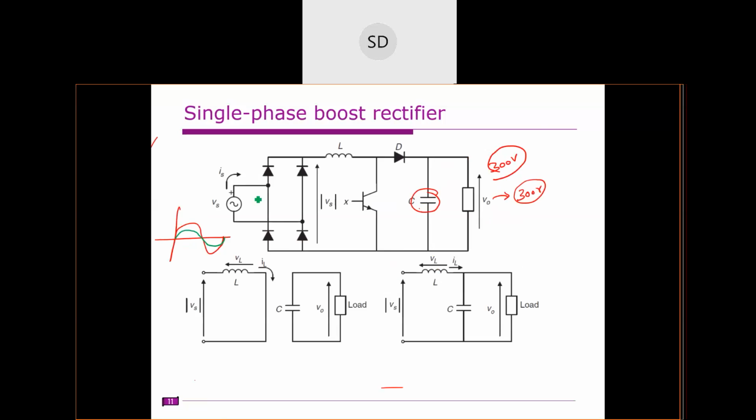Sir, the screen is stuck now. Is it showing the whole screen? No, sir. Just a minute.